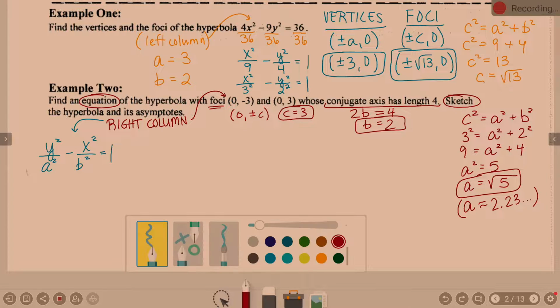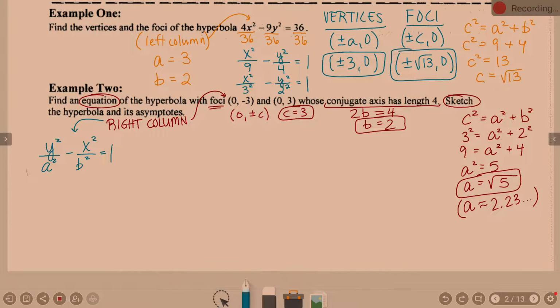Okay, did you write your equation? Okay, y squared over a squared. If a is the square root of 5, then a squared is 5, minus x squared over b squared, 2 squared, which is 4, equals 1. First equation written.